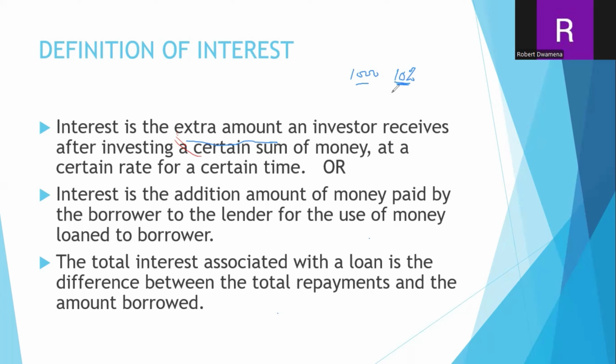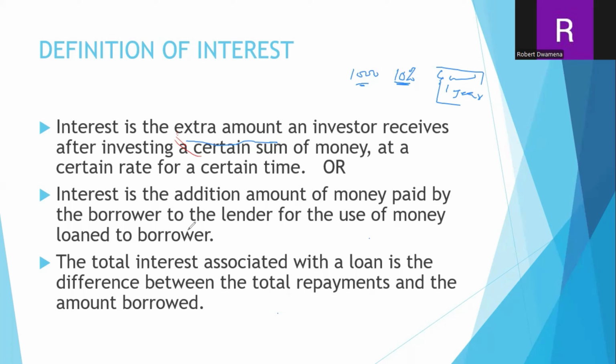And I can decide that I want to receive my 1,000 Ghana cedis plus my interest after, let's say, 6 months or 1 year. So the time period is what we are saying, the certain time. That is what we can explain for interest.